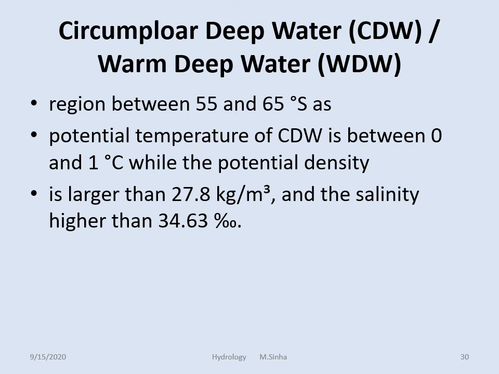Next one is the circumpolar deep water or warm deep water. Normally it is observed between the 55 to 65 degree south latitude and 60 degree western longitude. Density is comparatively high, 27.8 kg per cubic meter, and temperature is comparatively low, 0 to 1 degree centigrade. High nutrient concentration, silica and phosphate concentration is also high, but the oxygen concentration is comparatively low, higher in salinity.